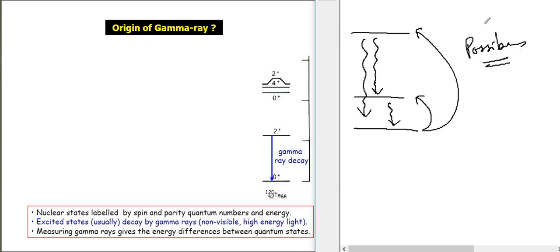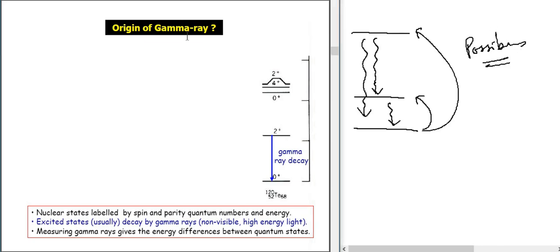Okay. Fine. Well, I need not tell you, you must know this, that all the nuclear levels are labeled by appropriate and unique spin and parity quantum numbers, and they have, of course, different energies. That's why I am placing them like this. Okay?